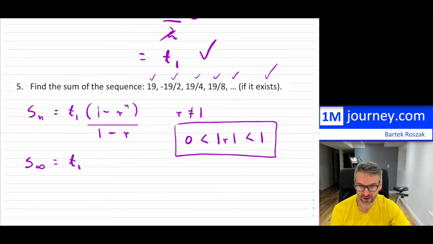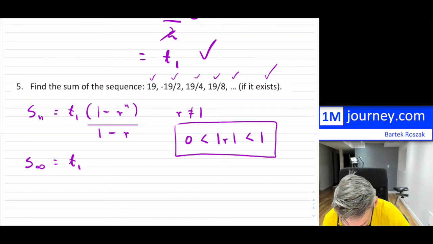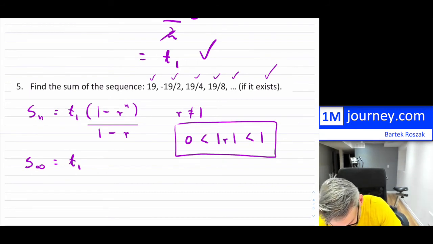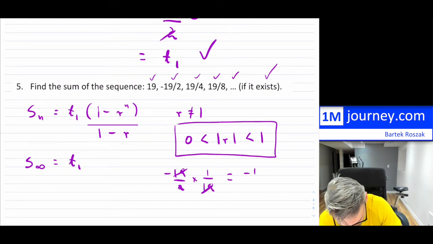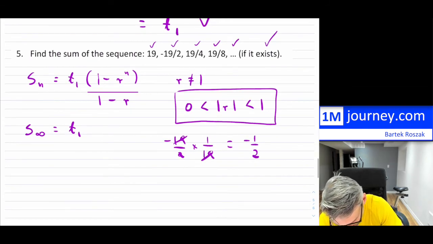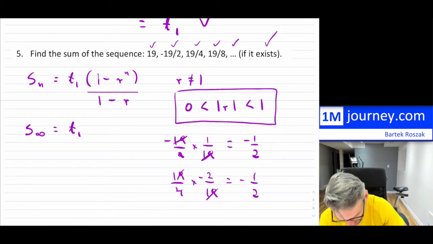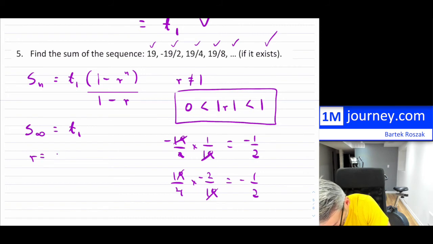So it looks like r is going to be negative a half, I think, right? Let's just make sure that all of them do. So you have negative 19 over 2 divided by 19, so it's going to be negative a half. And if you take the next, 19 over 4 divided by negative 19 over 2, that cancels, and that still is negative a half. So r, in this case, is equal to negative 1 over 2.